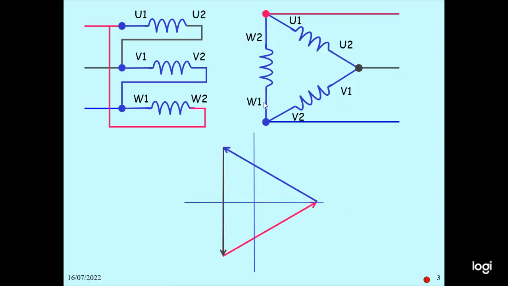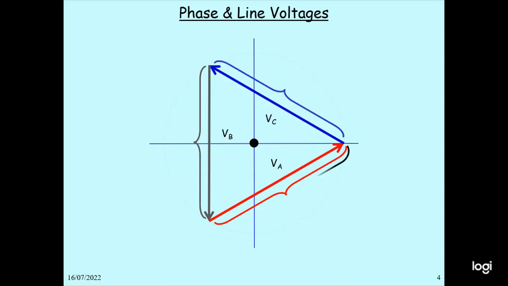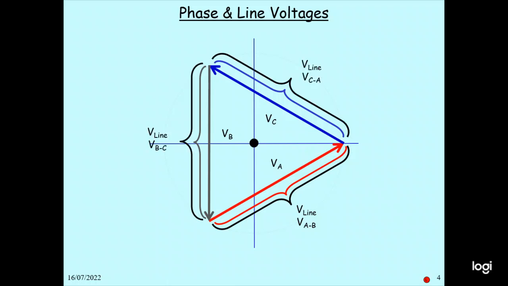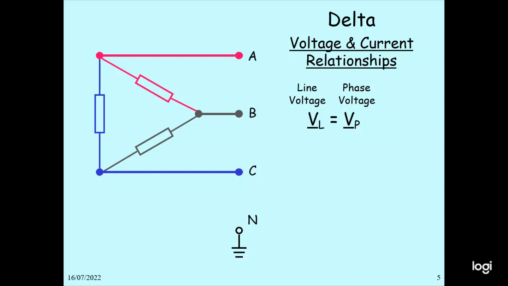In this case, the phase and line voltage you can calculate. So this VAB is a line voltage. Similarly, VBC and VCA are line voltages. So V line is equal to VAB, also V line equals VBC, and V line also equals VCA. So this delta connection has a voltage and current relationship. The line voltages are the same as the phase voltage. V line equals V phase.